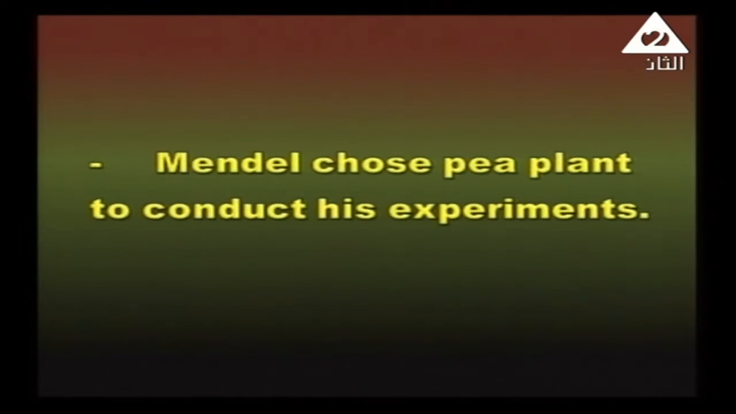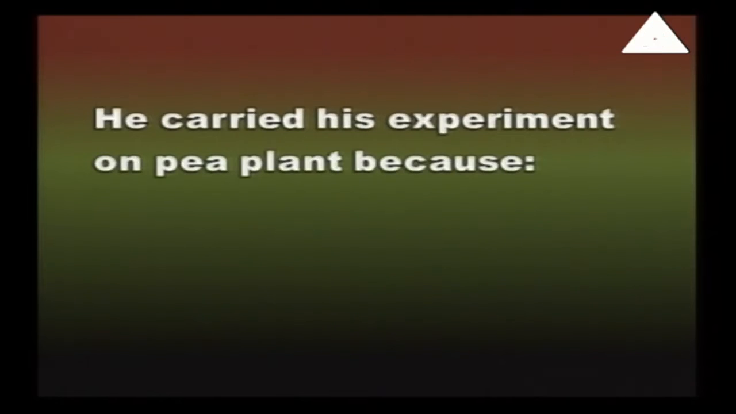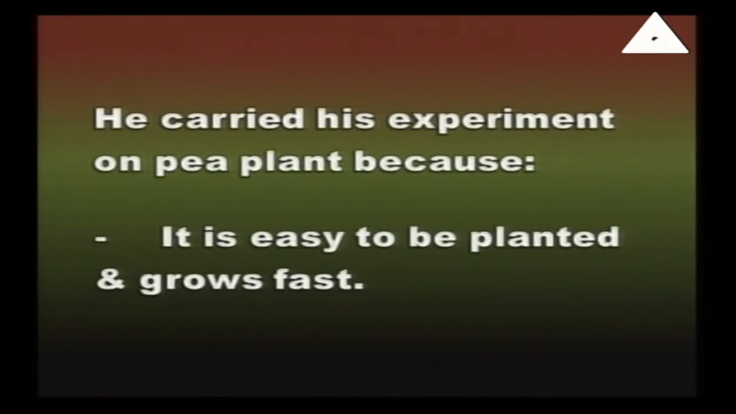Number 2, Mendel chose the pea plant to conduct his experiment. Mendel carried out his experiment on the pea plant because there are 6 reasons. Reason number 1, the pea plant is easy to plant and grows fast.